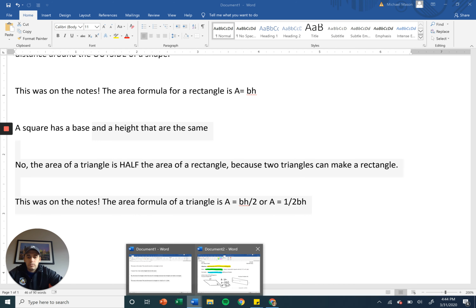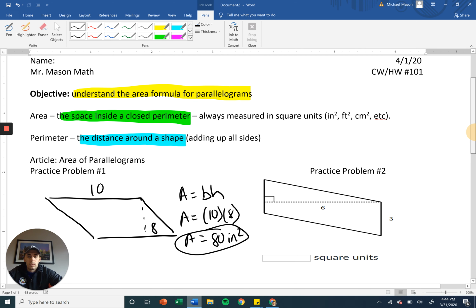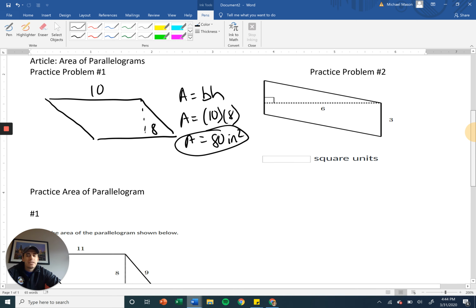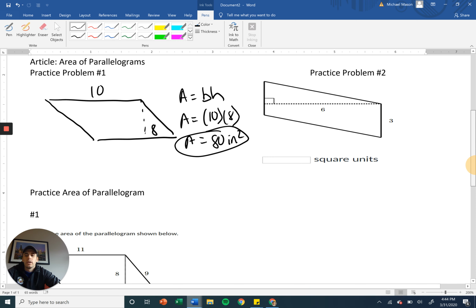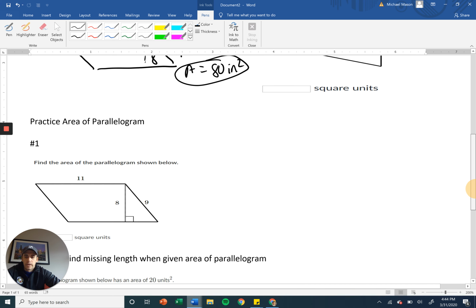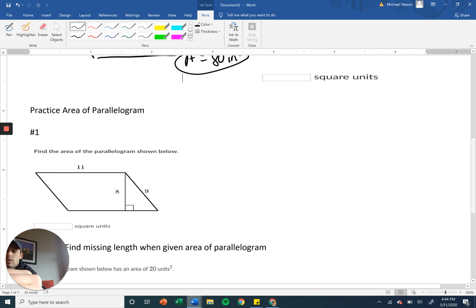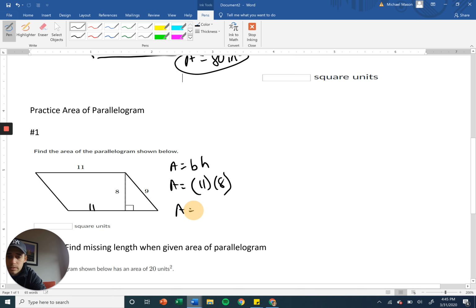You are going to scroll down. You're going to write a new section. You're going to write practice area of parallelogram number 1, and then you're going to write down your first problem. Now, I've already drawn the figure there, so I didn't have to waste time. You might get a different practice problem. But again, after you draw it, you're going to say A equals BH. You don't have to find the area of the parallelogram or anything like that. Area is equal to, your base here is 11, times your height. Remember, that's the dotted line, straight up and down, your right angle, 8. So area is equal to 88 units squared.